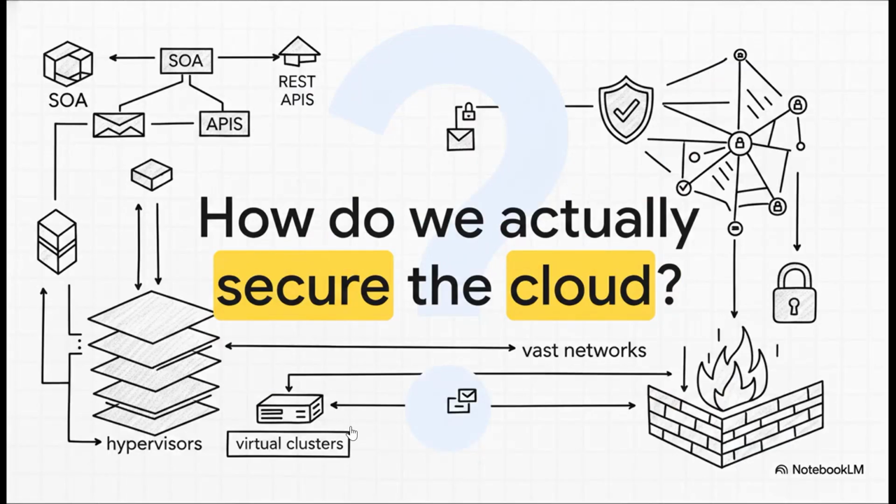We have covered a crazy amount of ground today, from SOA and REST APIs shaping the software layer, down through the hypervisors, binary translations, and virtual clusters making the physical hardware sing. But this leaves us with one massive, provocative question to wrap up. With such incredibly deep layers of virtualized hardware and countless open APIs interacting over vast networks, how do we actually secure the cloud? That is exactly what we'll answer next time when we dive deep into cloud security.